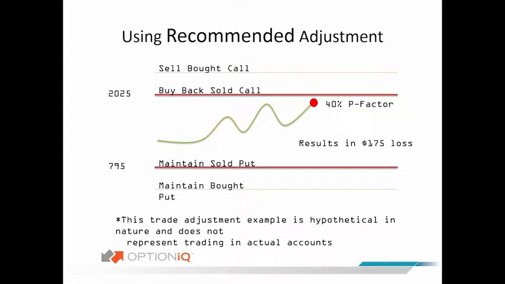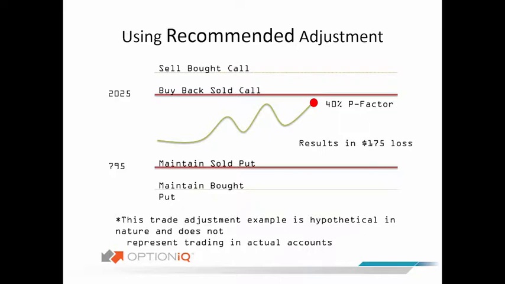First, we only choose to exit the top of the trade. In other words, we choose to buy back the call that we sold, and we also get out of the call that we bought, is what I meant to say. So we buy back the sold call, we sell the bought call, and now we've completely closed out the top side of the trade. You'll notice that the bottom side of the trade is being maintained. We're maintaining the sold put at $7.95, and we're maintaining the bought put that's below that. This would result in a lower loss or a smaller loss than our previous hypothetical example.